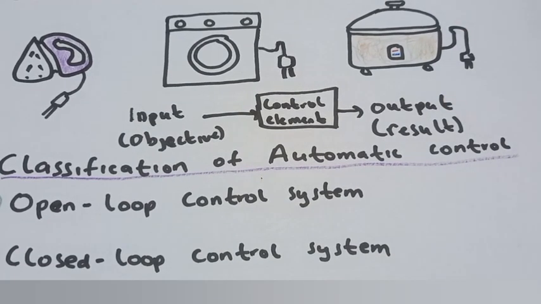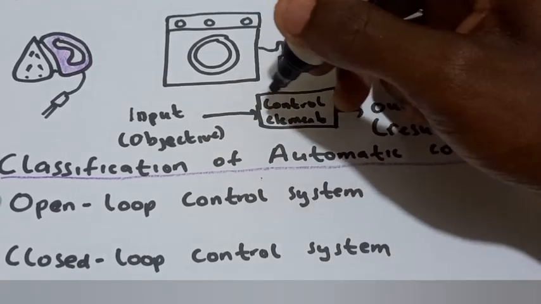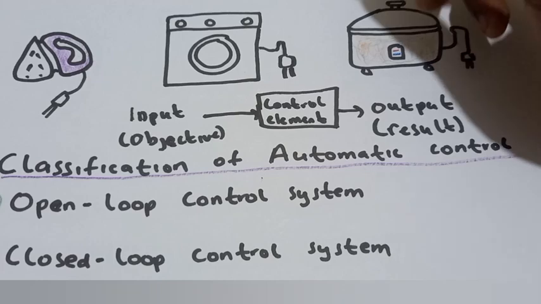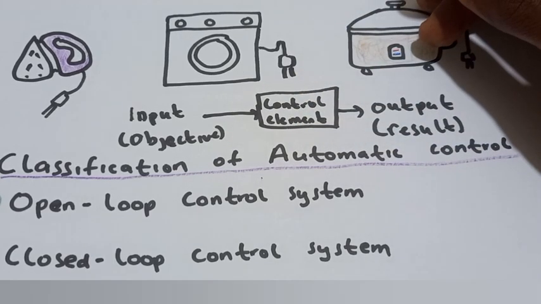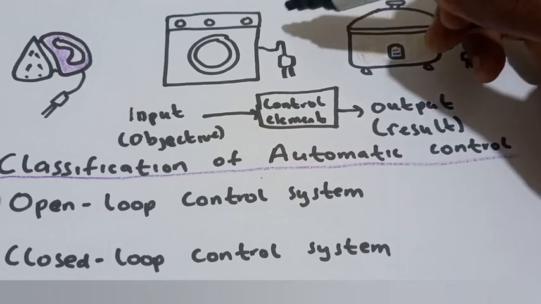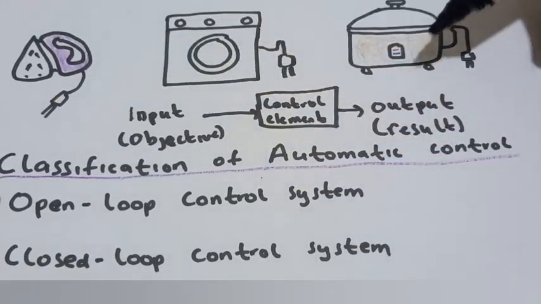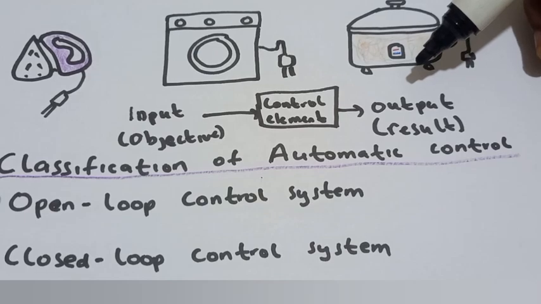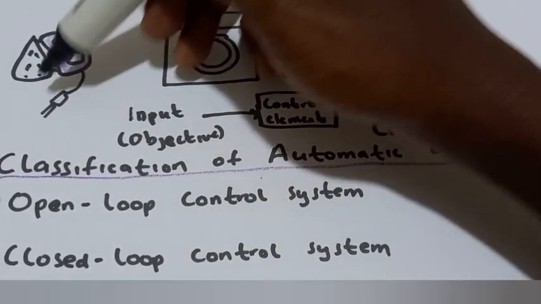Let's first define what a closed loop control system is. This is a system in which the input is affected by the output. And here we have a desired output. So you can see that with these three, what do you think is the closed loop control system? The iron.